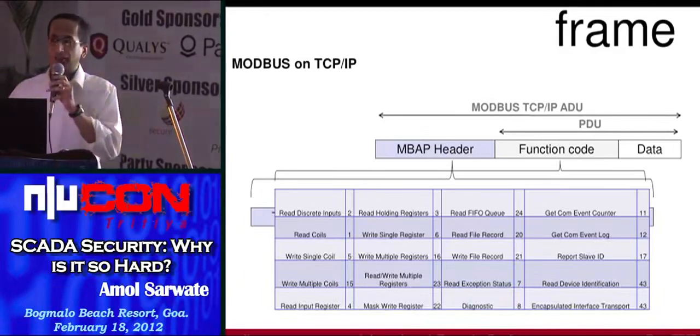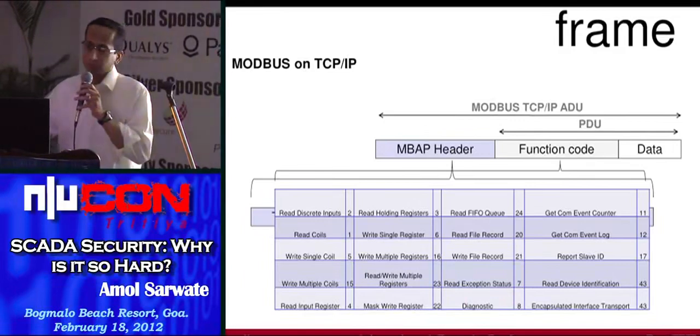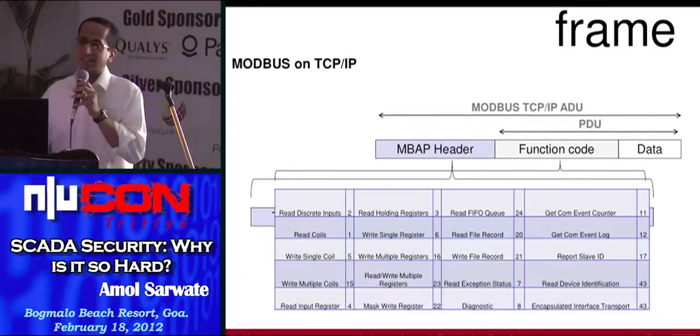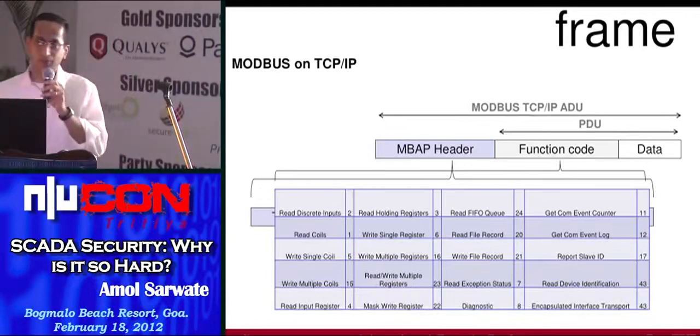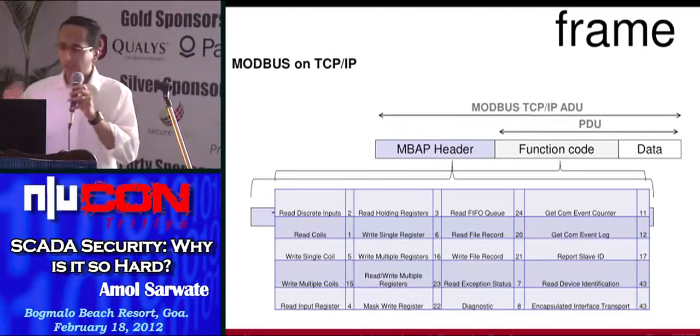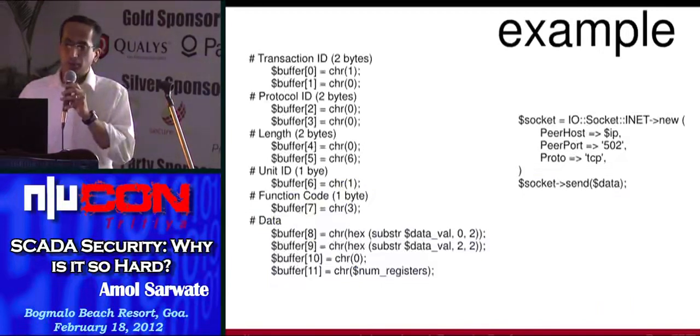So if you say read 3 registers, then the data would be whatever is for those 3 registers, or maybe the starting address of the first register. If you say read 10 registers, then the data would be the starting address of the first register, and so on and so forth. It's specific to the function code. So pretty simple protocol till now.